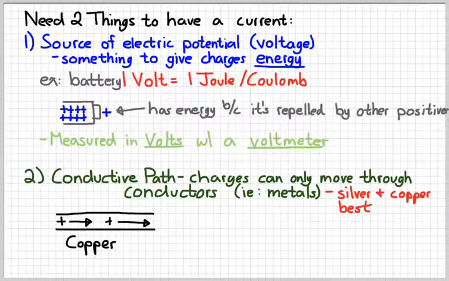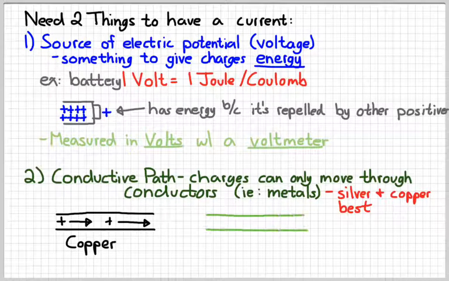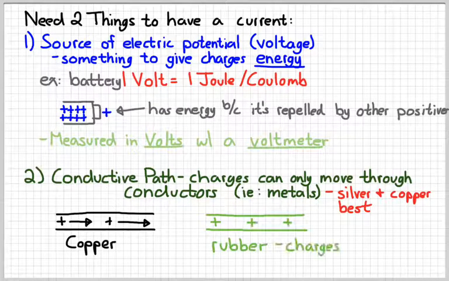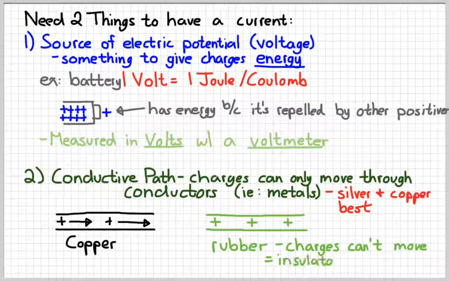A piece of copper allows charges to move through it, whereas something like rubber, the charges cannot move through it. We call those things insulators.